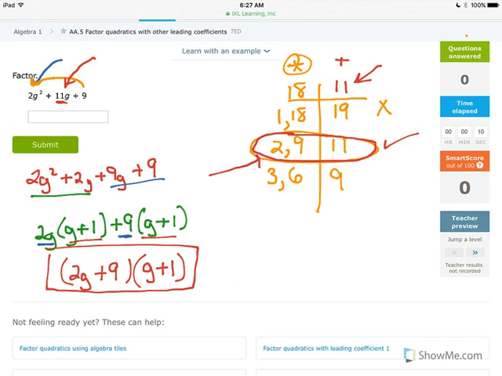Like any factors, you should always be in the habit of checking them by multiplying them back together. You could put this back in the answer box to see if you're right, but if you want to double check it before you do, that's probably a good idea.